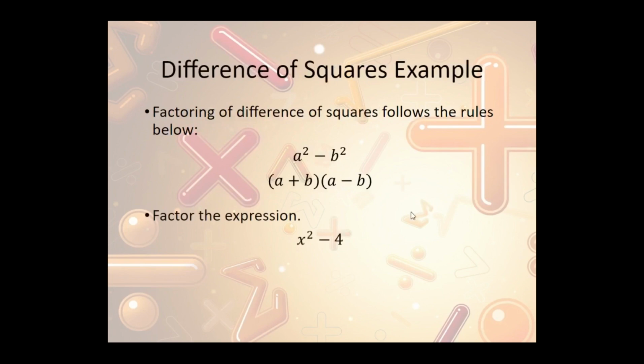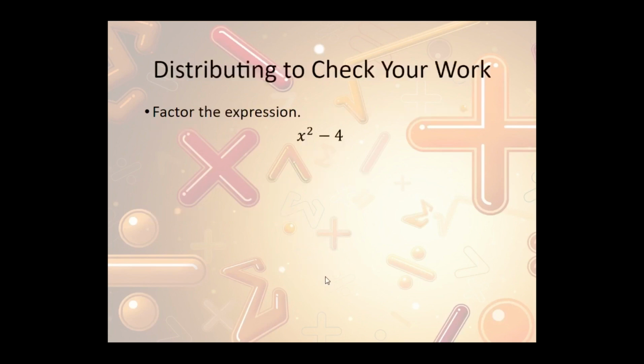x squared minus 4. Well, if we rewrite this, if we put it in this form, this is really x squared minus 2 squared. So when we write that, we would write x plus 2 times x minus 2, and that would be our factored version. So let's look at another example. We have x squared minus 4.